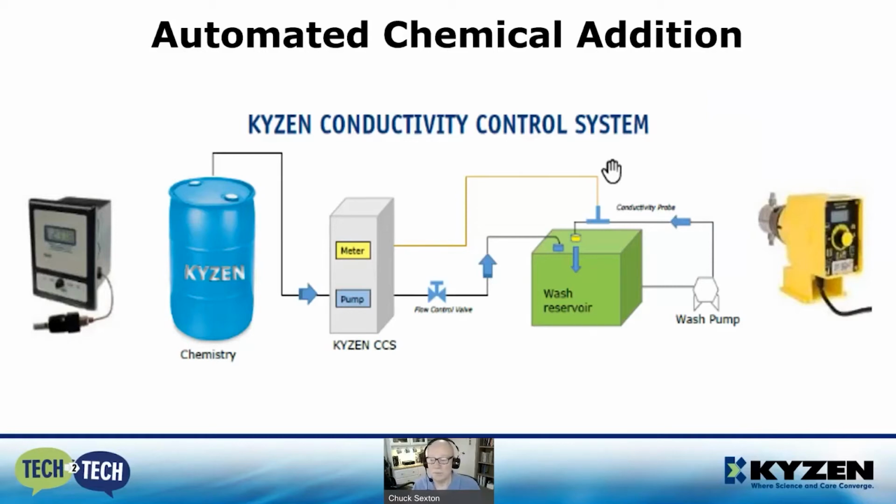Here's an automated chemical addition system that measures the conductivity with the conductivity meter that you see on the left side, and it sends a signal to a metering pump based on the conductivity or concentration that's actually being measured in real time, and then the chemical addition pump adds the chemistry at the right amount.